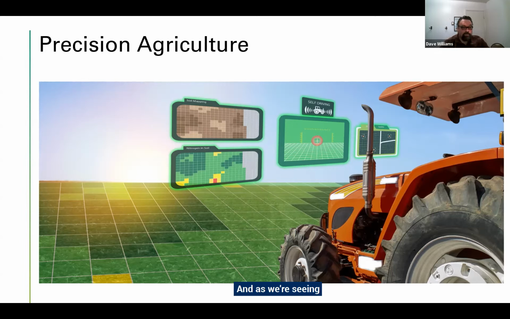And as we're seeing with more folks moving to urban areas, which is a trend, and our growing population, we need to ensure that farmers are incentivized to continue farming to meet the growing food demands for our population. Well, precision ag is not new. We're not inventing it. It's proven, it works.